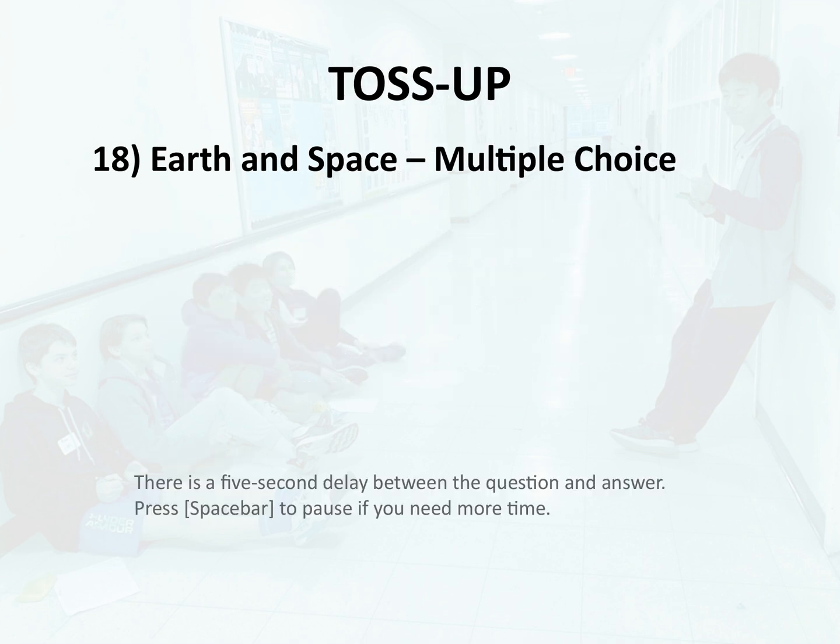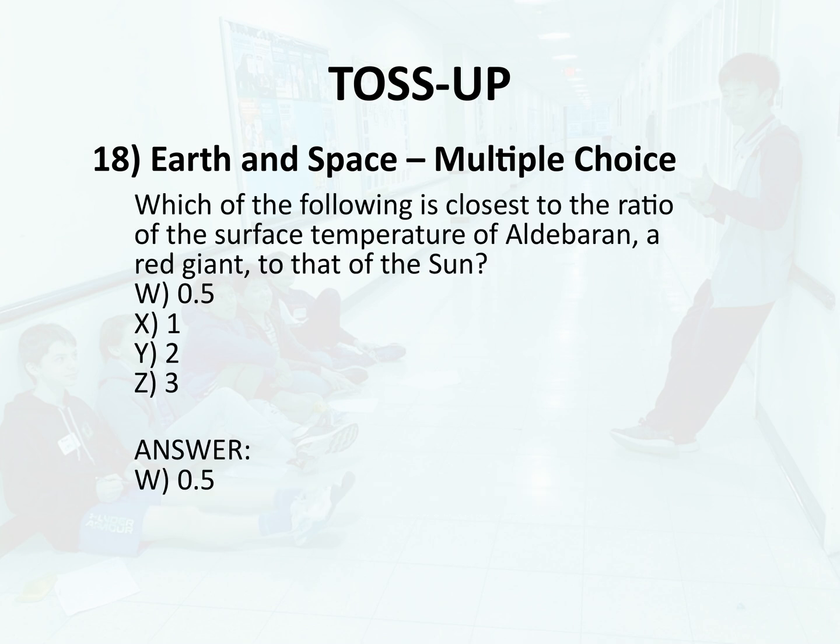Toss-up 18. Earth and space, multiple choice. Which of the following is closest to the ratio of the surface temperature of Aldebaran, a red giant, to that of the Sun? W. 0.5. X. 1. Y. 2. Z. 3. Answer: W. 0.5.